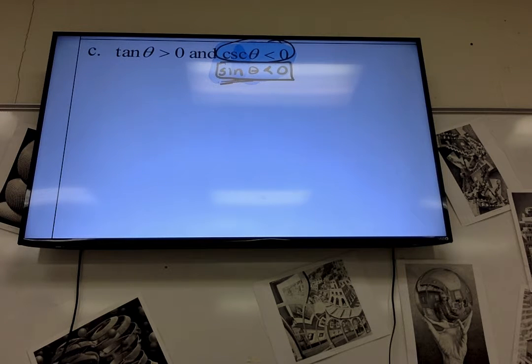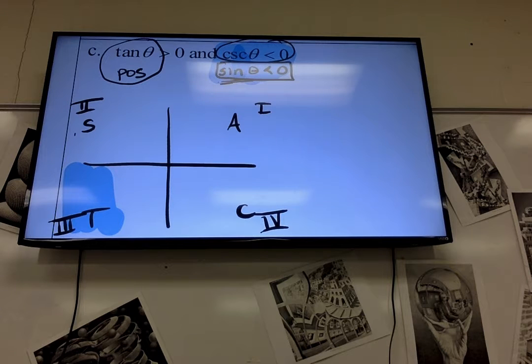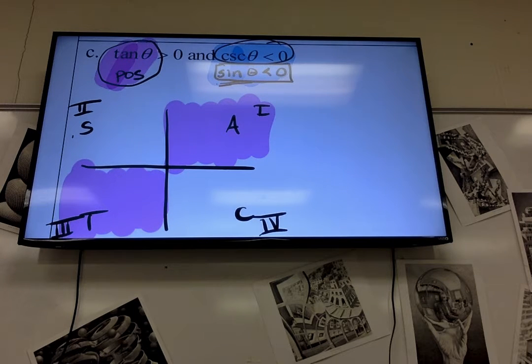All right. So this first one, tangent is greater than 0, is positive. So we look, and we have All Students Take Calculus. That's 1, 2, 3, 4. So tangent is positive wherever there's a T. And I want to change the color. So wherever there's a T, because that's tangent, and then A is for all, so they're all positive there. Okay, then for cosecant, it's negative. Well, cosecant is a reciprocal of sine, sorry, so those two are both negative. So we don't look at the ones with an S. Okay, S here, that means it's positive.